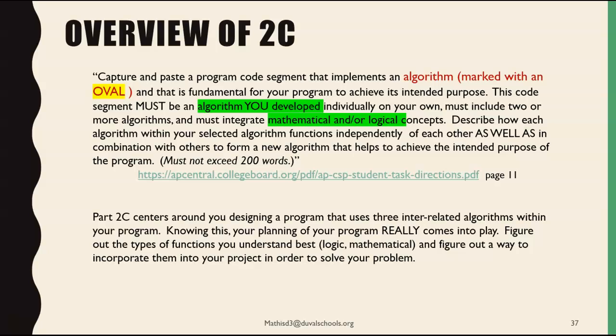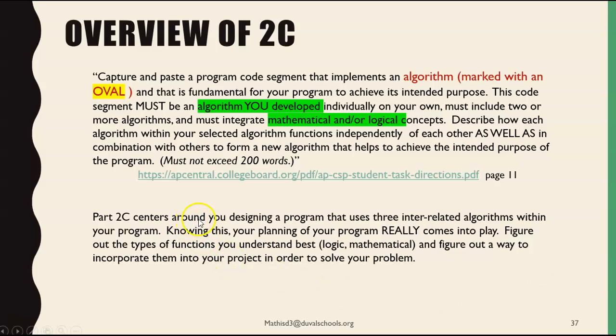So up here at the top, I have copied and pasted the exact wording from College Board. The 2C, whenever you are showing your algorithms, you must have them marked in an oval. And make sure that these are going to be algorithms that you developed that have either mathematical workings or logic concepts. This is what they're looking for in 2C.